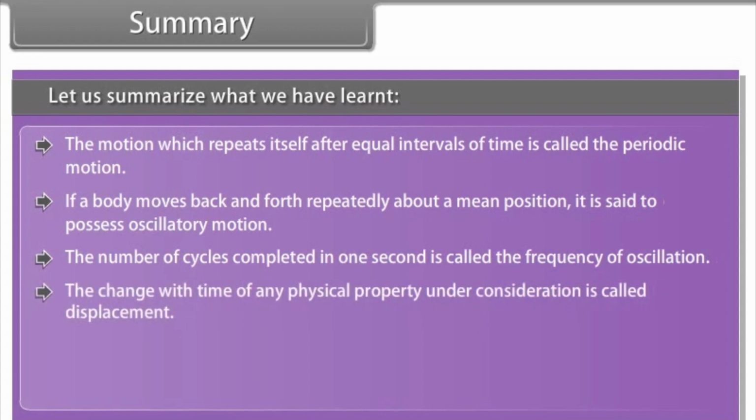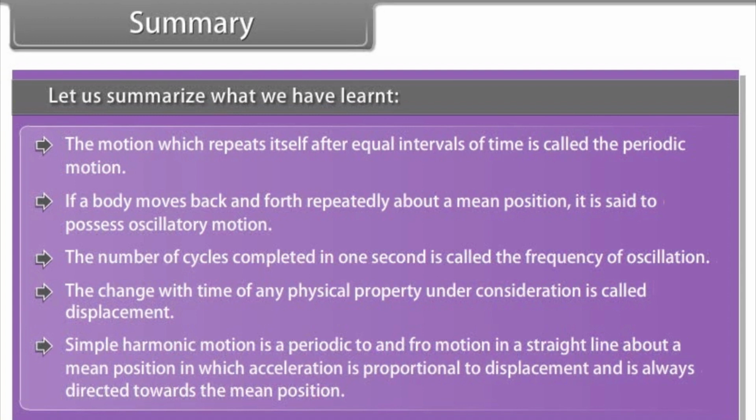The change with time of any physical property under consideration is called displacement. Simple harmonic motion is a periodic to and fro motion in a straight line about a mean position in which acceleration is proportional to displacement and is always directed towards the mean position.